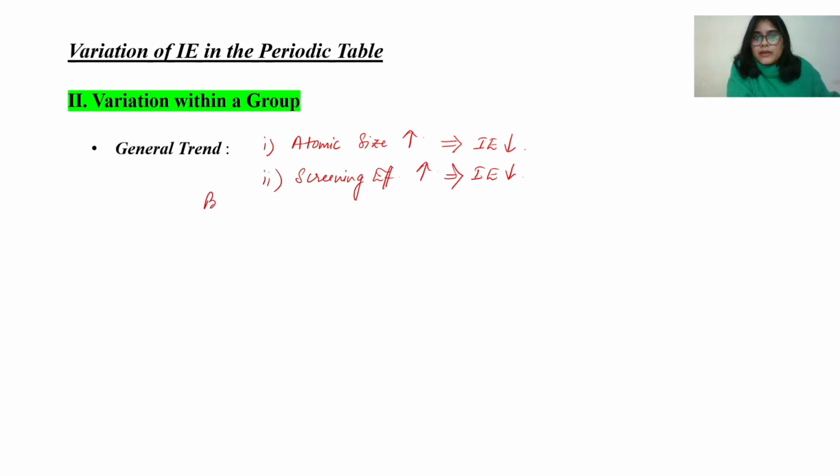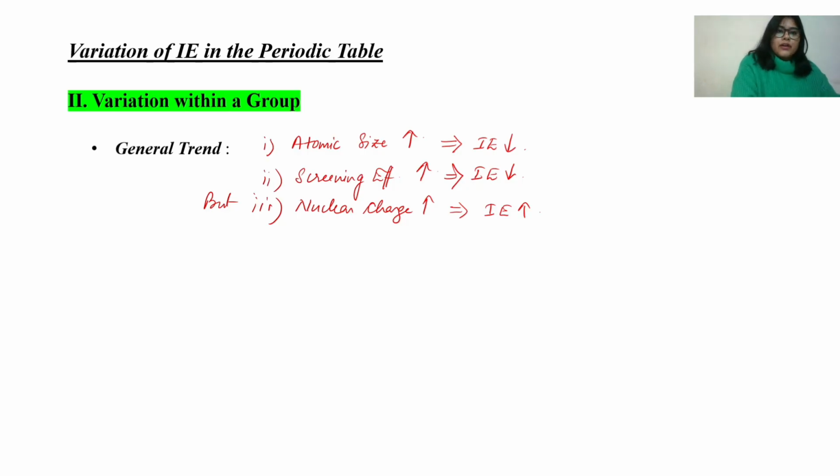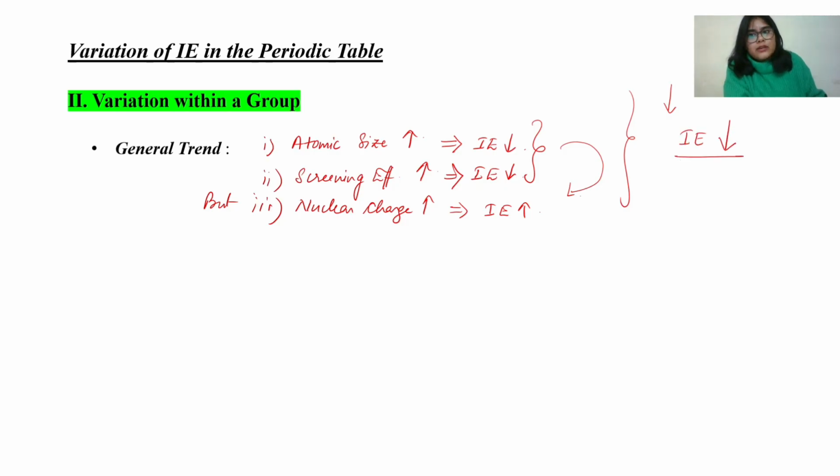But there is a third factor, that is as we move down the group, the nuclear charge will also increase, right? And when nuclear charge increases, ionization enthalpy increases. But in case of groups, as we move down the group, generally the combined effect of the increase in atomic size and the increase in screening effect outweighs the nuclear charge, and therefore overall as we move down the group, ionization enthalpy would decrease.